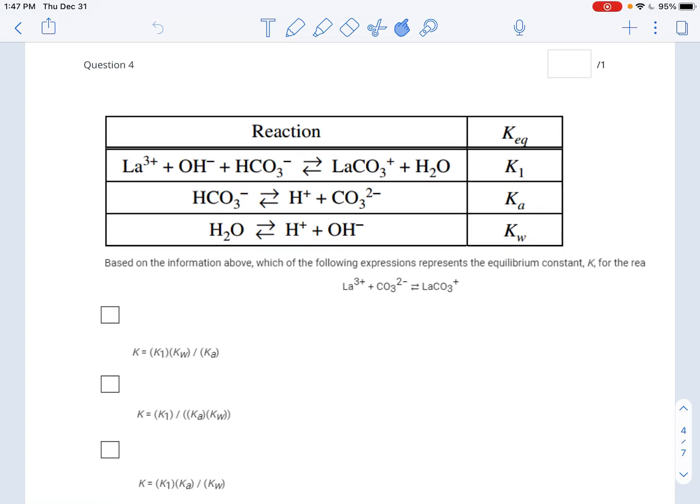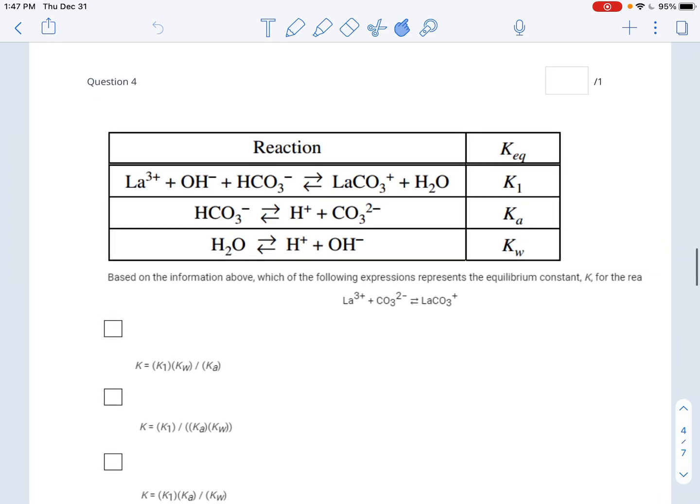Question 4 is very similar to question 3. It's just how do you take the top equations and manipulate them so you get the bottom equation down below. So what you really want is this bottom equation here. This is the one that you want to end up with. So what about these 3 equations is going to help you get this equation down here?